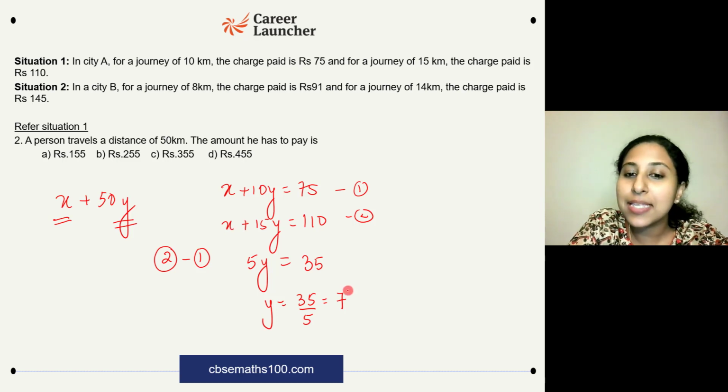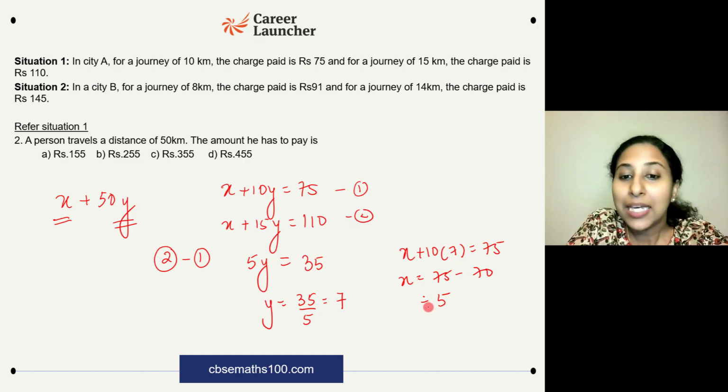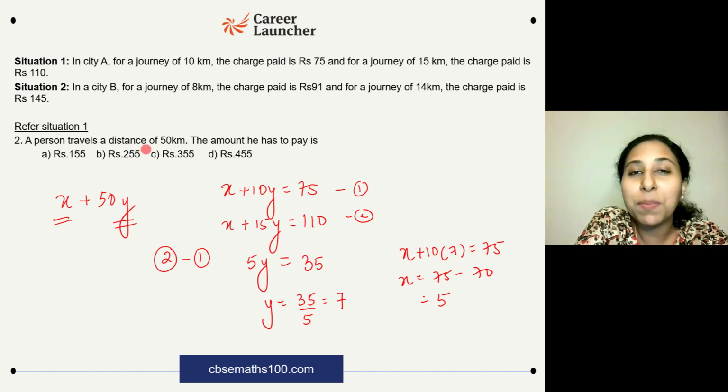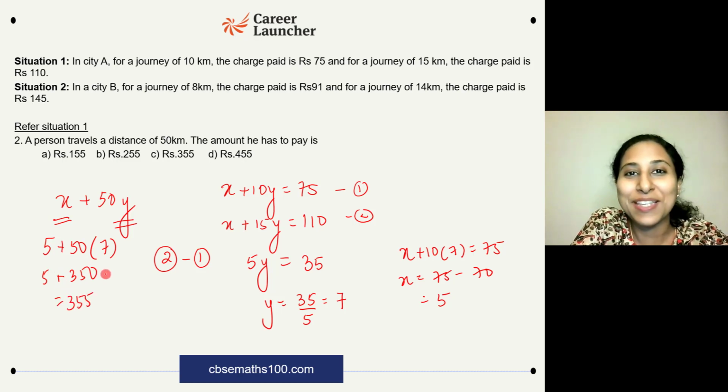What about the fixed charge x? Substitute this value into any one of the equations. Let me substitute in the first one. We are going to get x plus 10 times 7 is equal to 75, which means x is 75 minus 70 or x is equal to 5. We got the value of y is 7, the value of x is 5. In this case, what becomes the amount to be paid for 50 kilometers? It will be 5 plus 50 times 7, which is 5 plus 350 or 355 rupees. This would be the answer for second question.